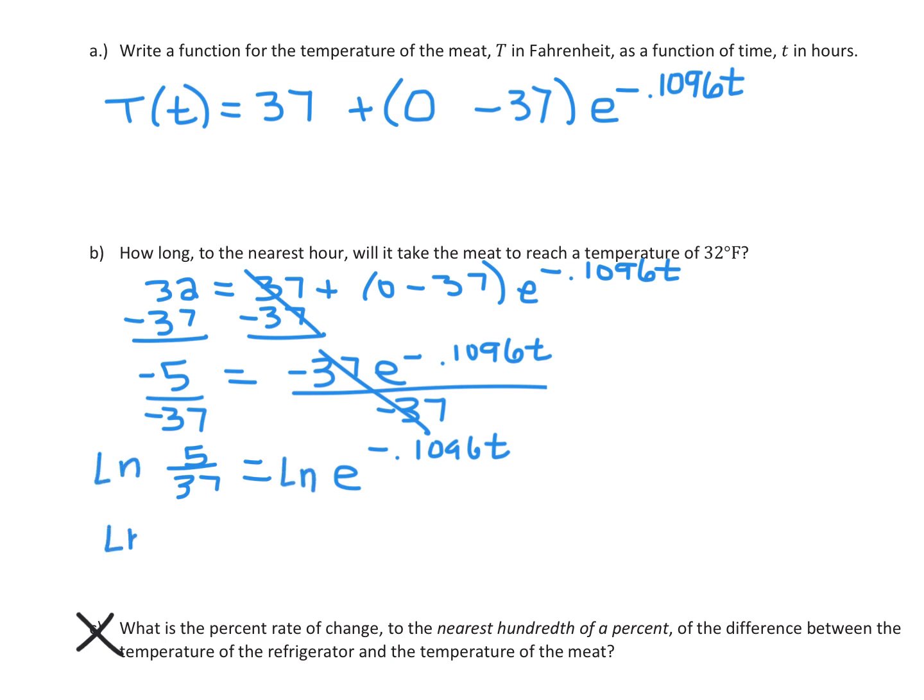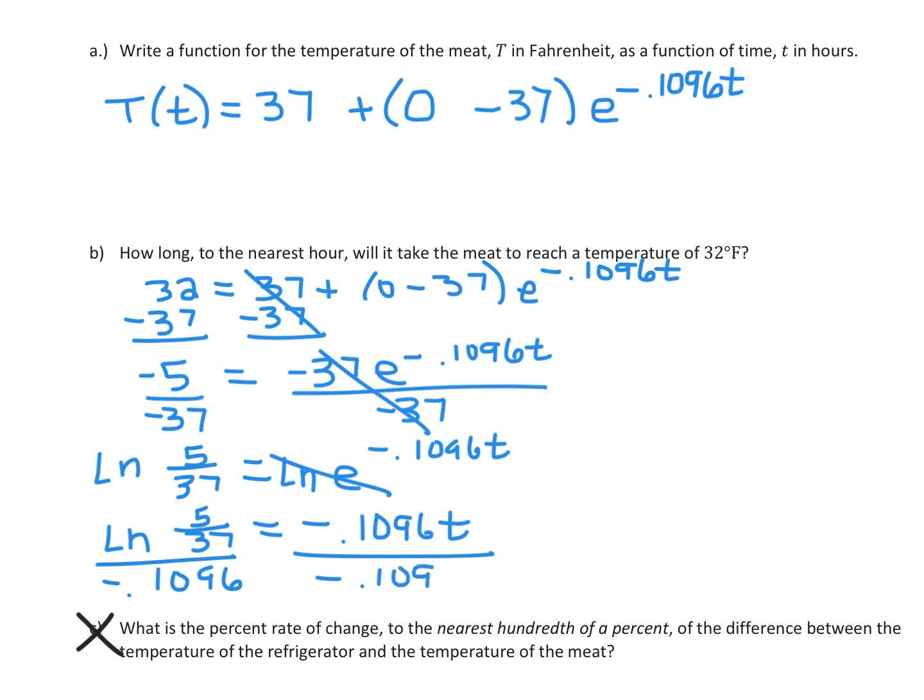So that'll leave us with ln of 5 over 37 equals, and the ln and e cancel, so we could bring down the negative 0.1096 t. So to get the t by itself, just divide by the number that's in front of the t. All right, so we're just plugging in our calculator, ln of 5 over 37 divided by negative 0.1096. And when we do, let's see, they want us to round to the nearest hour. All right, so that rounds to, I'm getting 18.262. So the nearest hour, that would be 18 hours. All right, and there we have it.